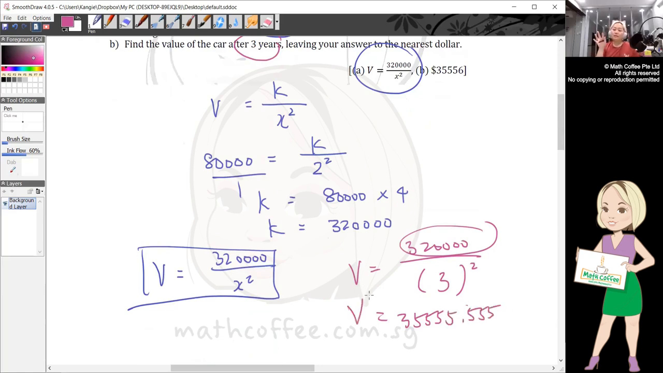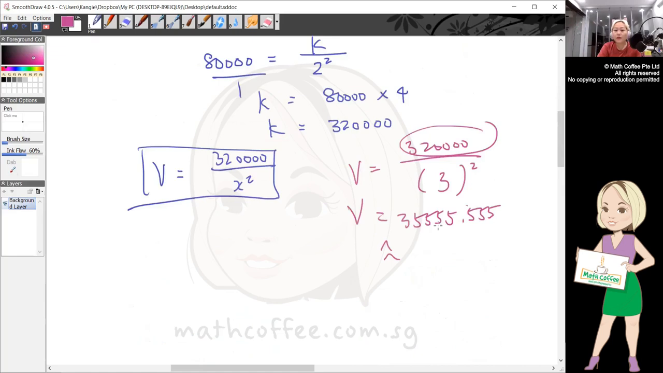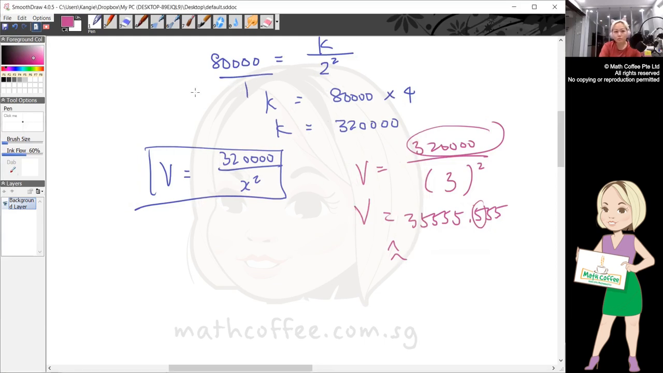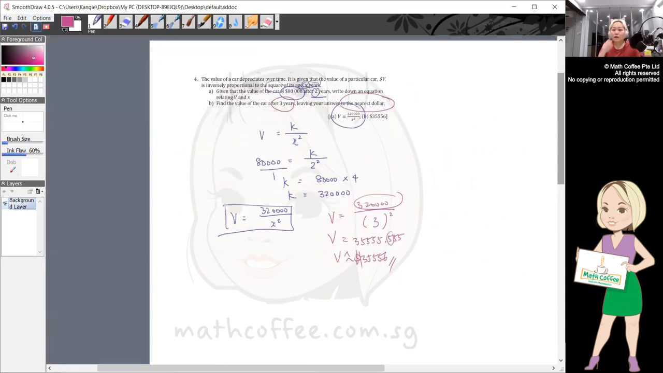By default, money is always rounded off to 2 DP. But for this question, they mentioned you have to leave your answer to the nearest dollar. It means the nearest whole number. So you will just round it off. For the nearest dollar, you look at this digit over here. 5 means that I round it up. So this one will become $35,556. This is the nearest dollar. Okay, this is for question 4.